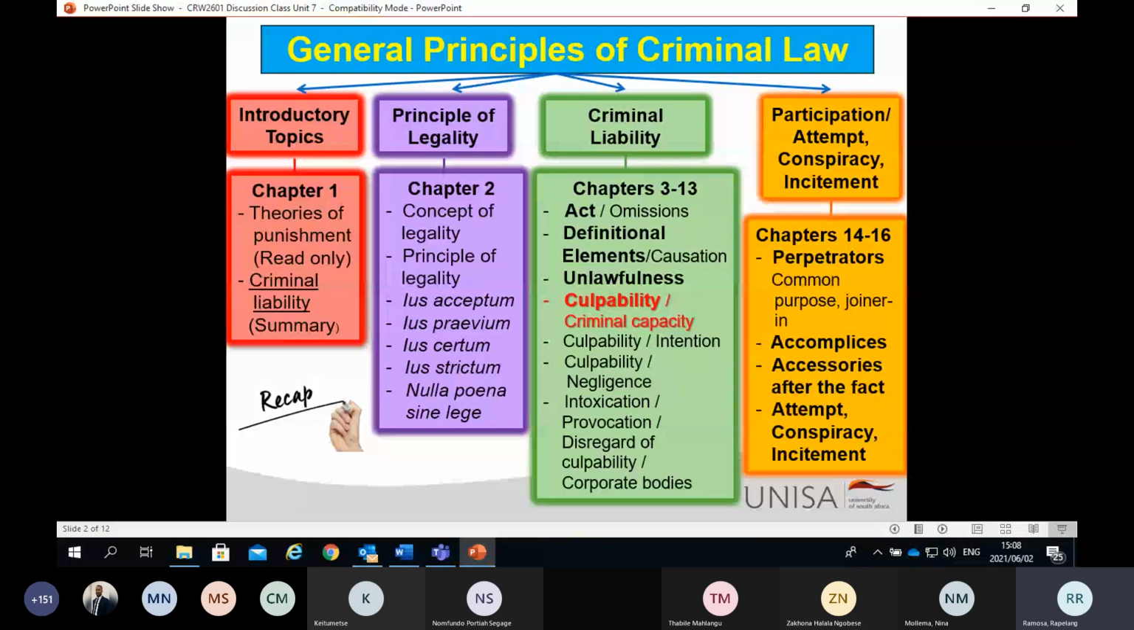So this week, we are dealing with culpability and criminal capacity, and we are starting from page 99 of your study guide. So those of you who've got the study guide and are perusing through it, you can follow the lecture and its contents by looking at page 99 onwards.